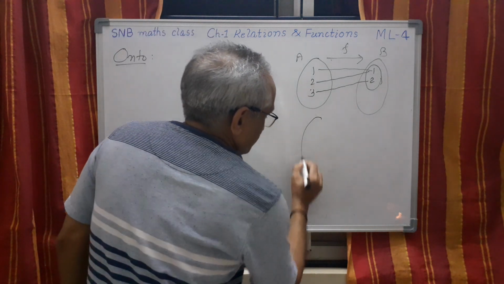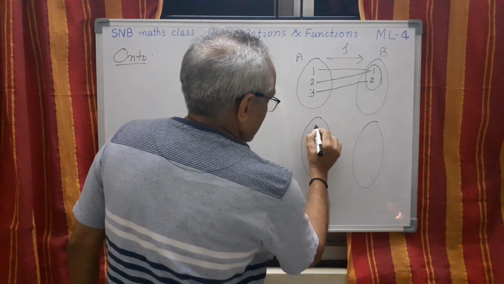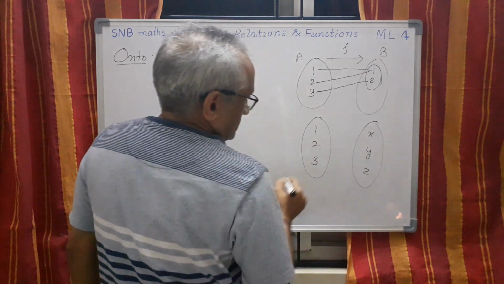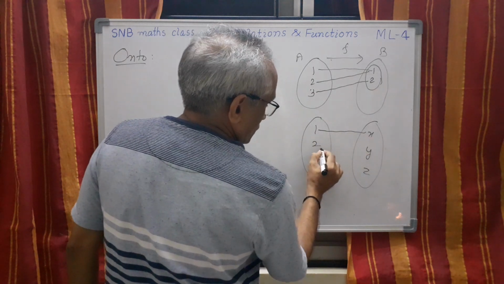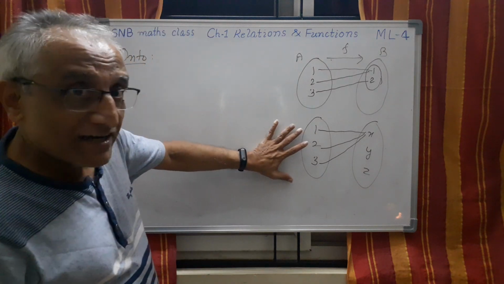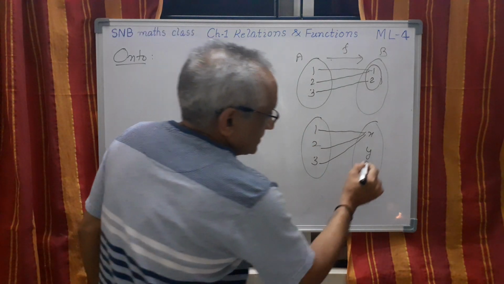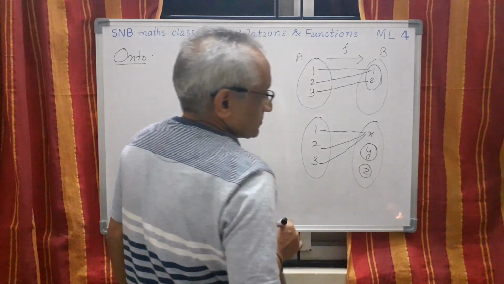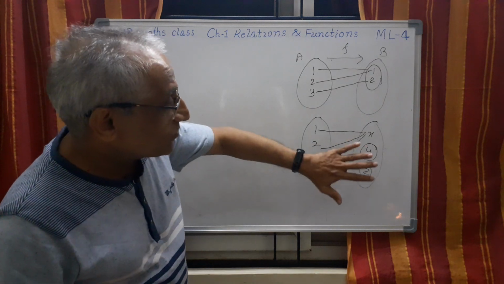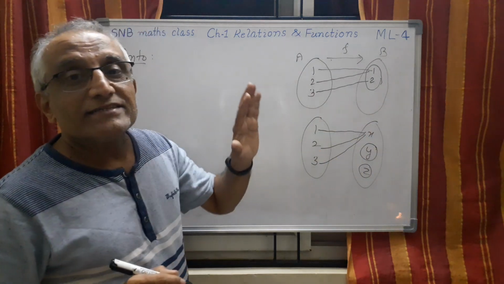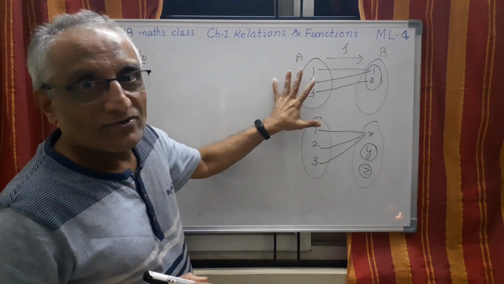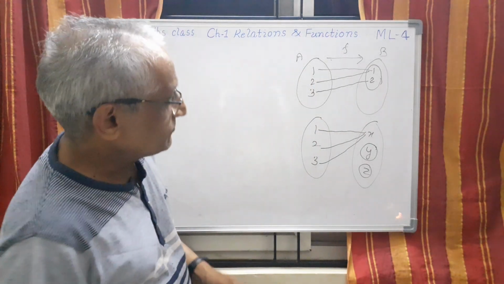Say for example, if I write the function like this, 1, 2, 3, x, y, z. Suppose 1 is going to x, 2 is also going to x, 3 is also going to x. So this is still a function. It is a function, but these two elements are left out. So the set of images is only one, x. So if the range is a subset of the codomain, then it is not onto. If the range and codomain are one and the same, it is onto. So this is the concept of onto function.